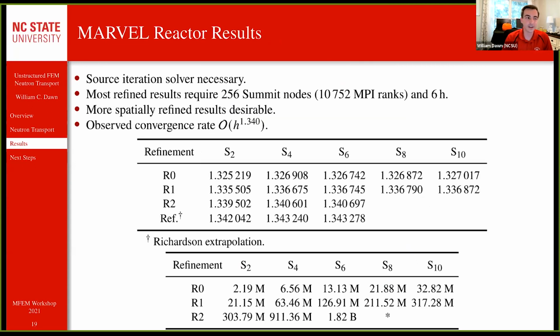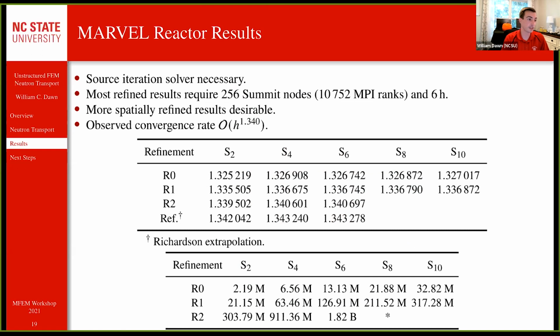These are the eigenvalue results. So the first thing we try to do is figure out if our eigenvalue is converged in space and angle. It's harder than it seems. So for these results, we had to use the source iteration solver to fit everything into memory. And the most refined results here are this R2 mesh with the S6 quadrature, and that needed 256 Summit nodes, which was 10,000 MPI, and that ran in about 6 hours.